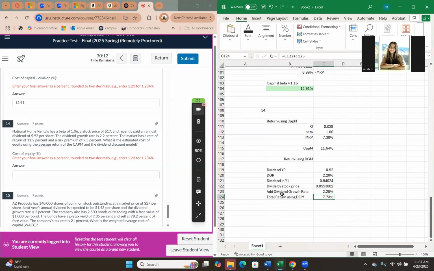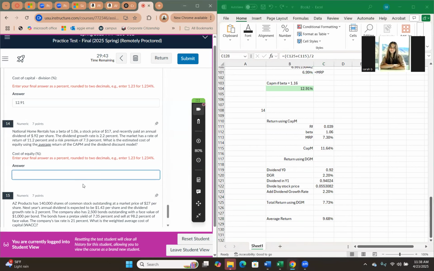So let me move this down a little bit. Okay, so the average of these two, the average return, is going to be 7.73 plus 11.64 divided by 2. We get 9.68 as the rate of return. So 9.68 is going to be the average return of the CAPM and dividend discount model.